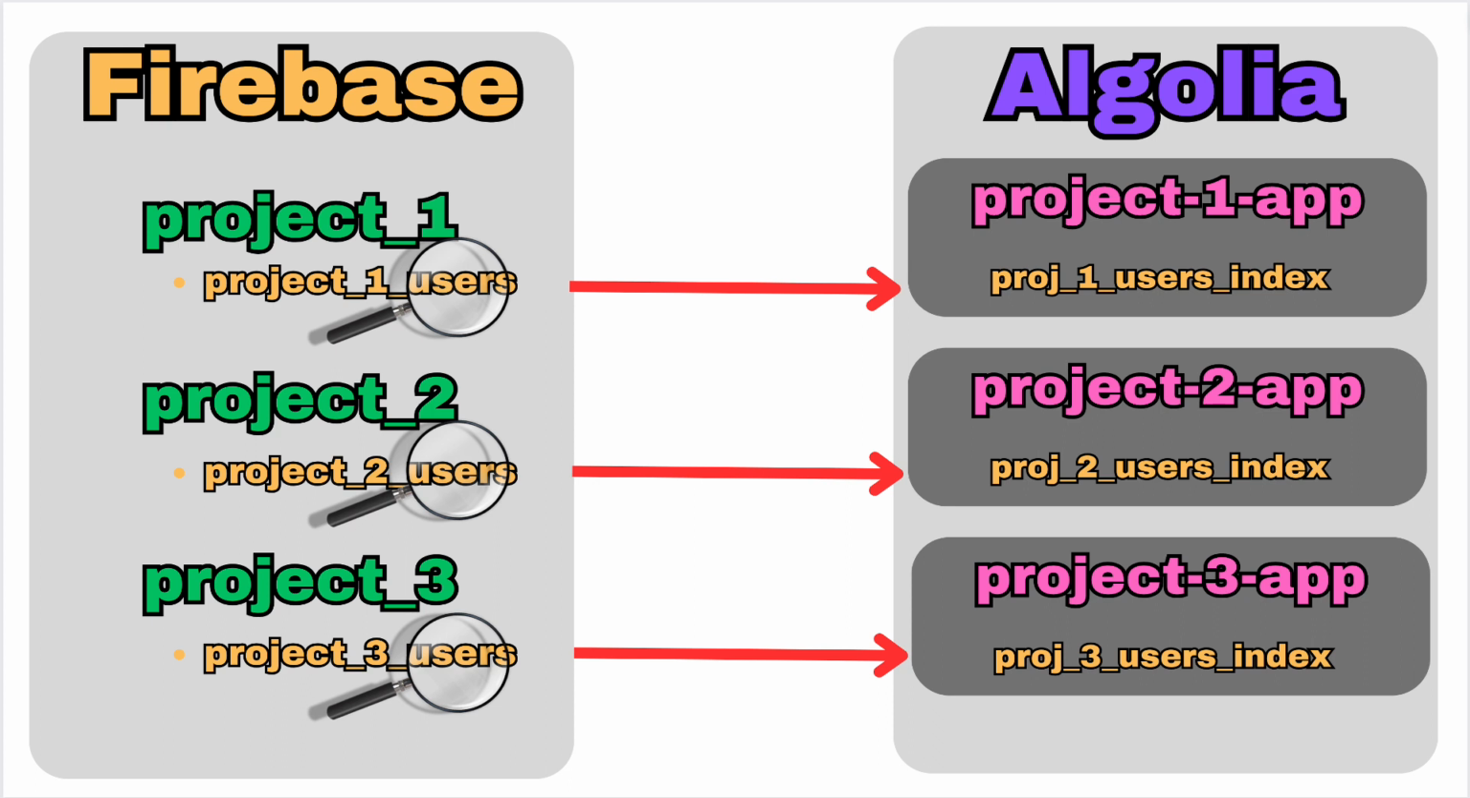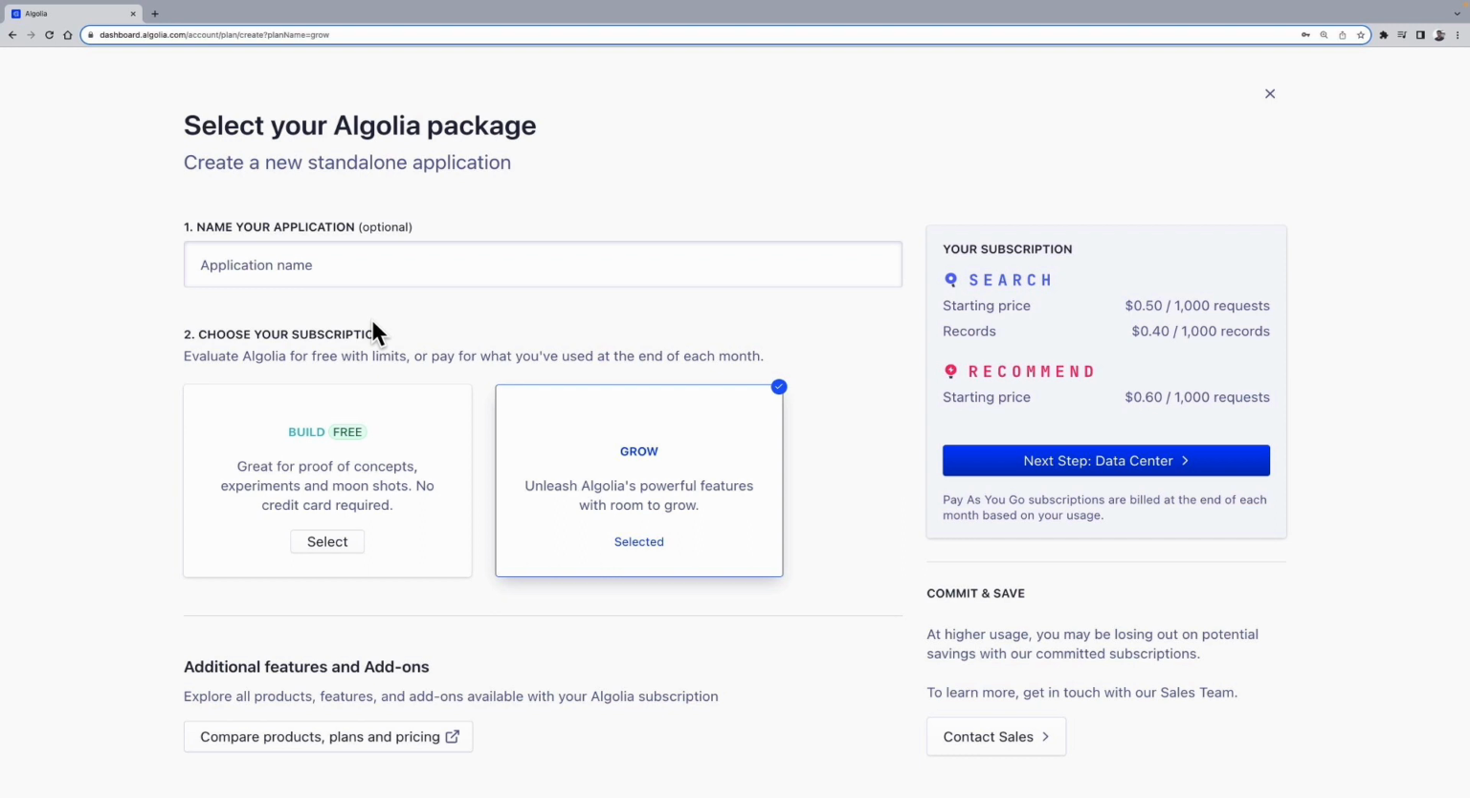Okay, now that we have a good understanding of what an application and an index mean in Algolia, let's continue creating our application. So here, we need to name our application. Since our application is a chat app, let's name it Flutter Chat App. It says here that this name is optional, but I still recommend naming it for easier identification in the future.